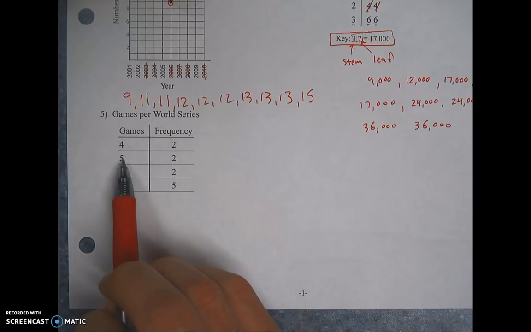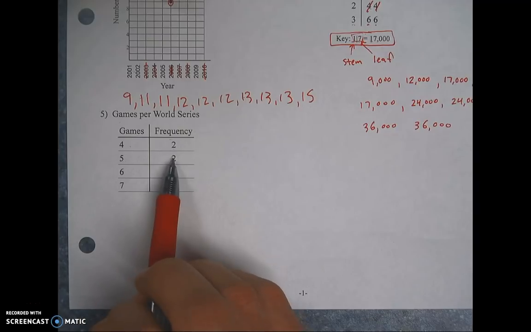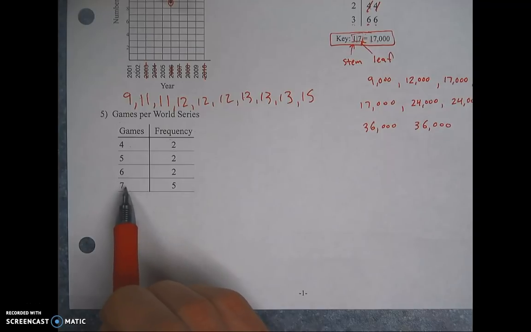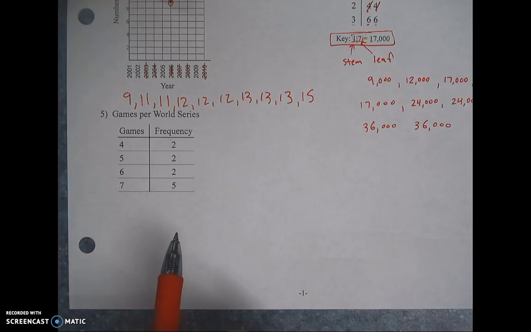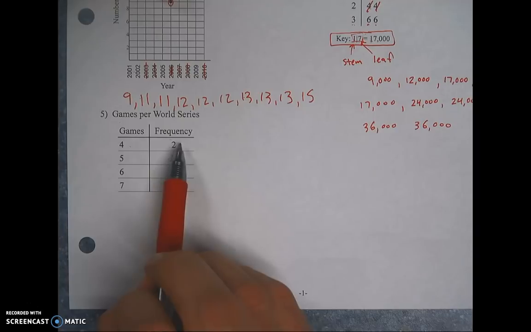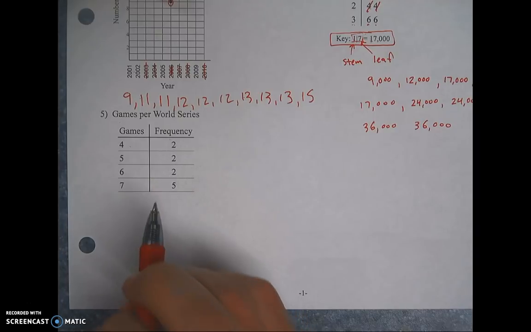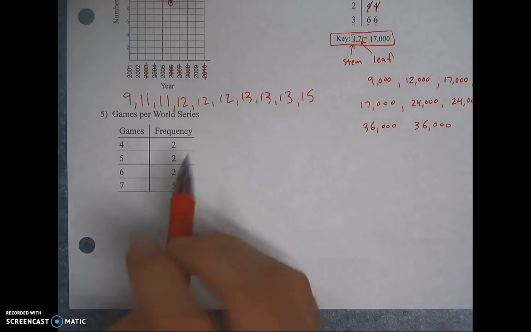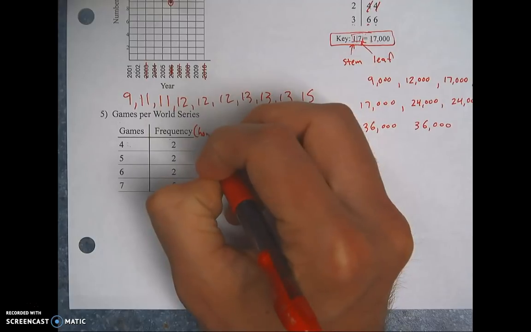Twice. How many times were there 5 games played? Twice. There were 6 games played 2 times. 7 games played 5 times. All right, so we're actually not going to use these numbers when we write something down. I'm going to be writing 4s and 5s and 6s and 7s, and the frequency means how many times.